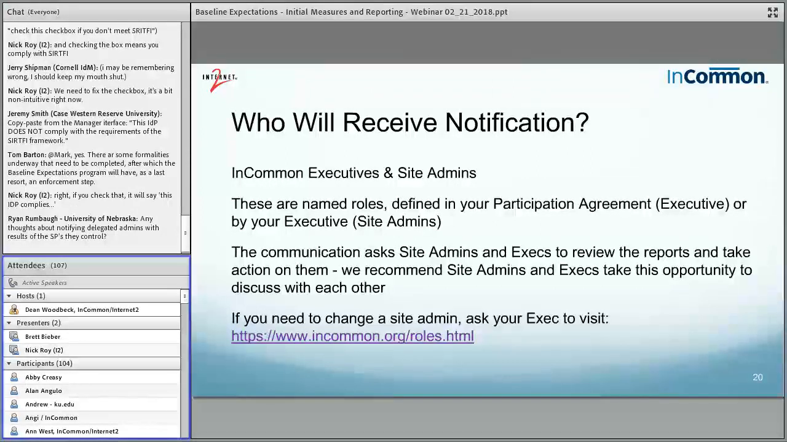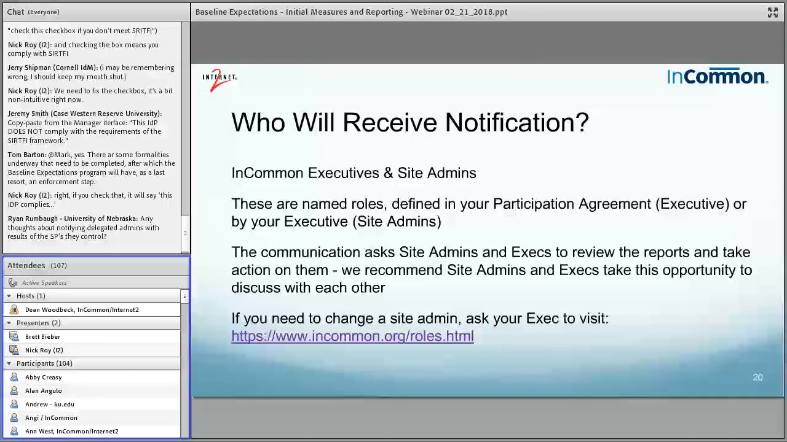And it's important as we proceed along the baseline expectations program that both your exec and your site admins are kept up to date, so that we have a clear communication path and can work with you to get your metadata updated. As part of this process, we encourage the site admins and the execs to get together and talk about what baseline expectations means, and if there's anything that you need to do. Say you need to identify a privacy policy for your organization that's appropriate to list, or you might need to talk through use of a logo and maybe talk to your marketing people, and hopefully your exec can help you do that.